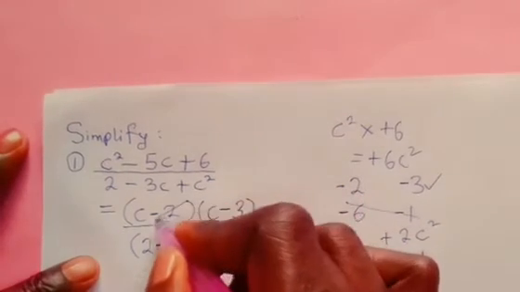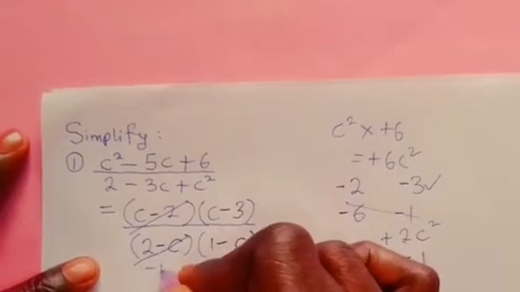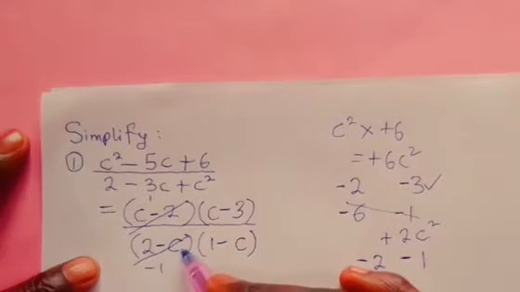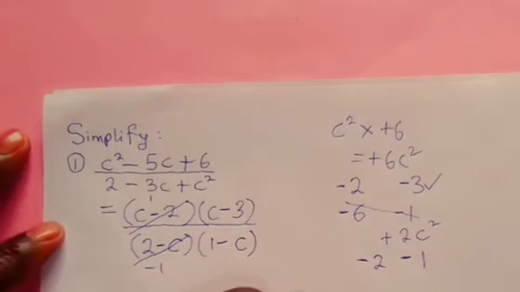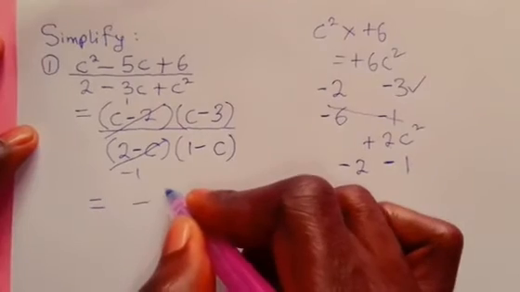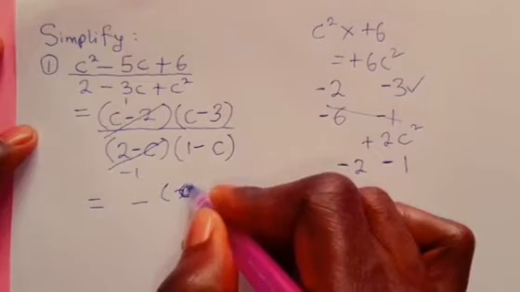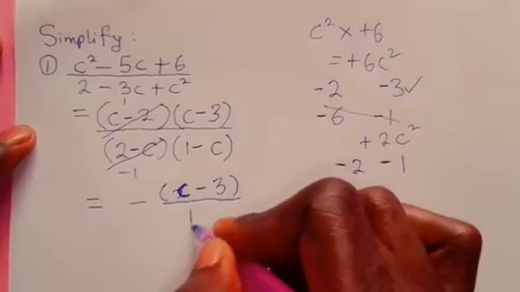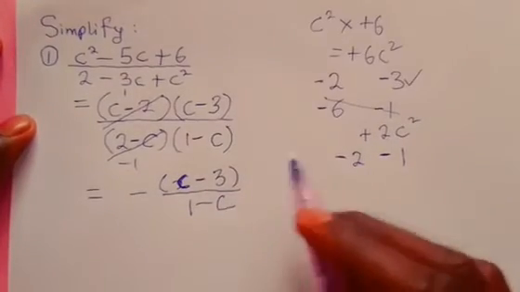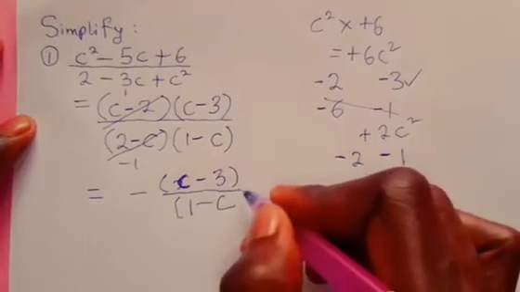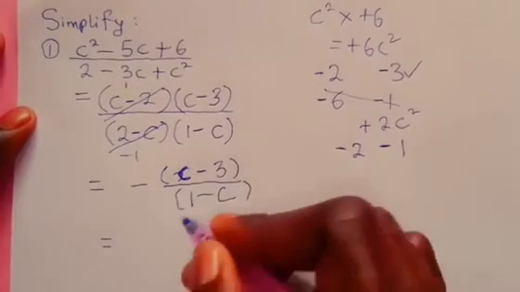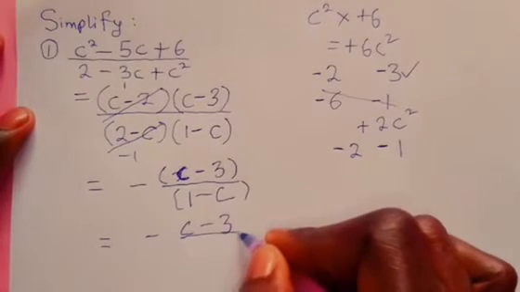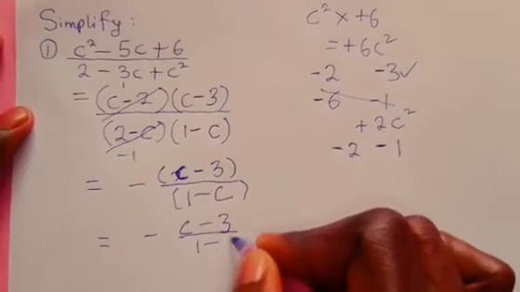If we are to cancel this, therefore, we are going to put our what? Minus 1 here. So c minus 2 will cancel itself, 1 and 2 minus c will cancel minus 1 times. So the final answer to this question will become negative into bracket c minus what? 3, then all upon what? 1 minus c. There are other ways I can write this, but let me leave the answer this way. I can write it also as minus c upon minus c minus 3, then upon 1 minus c.